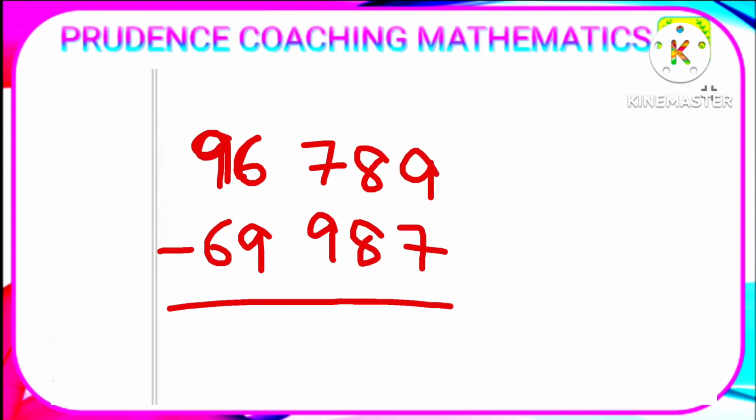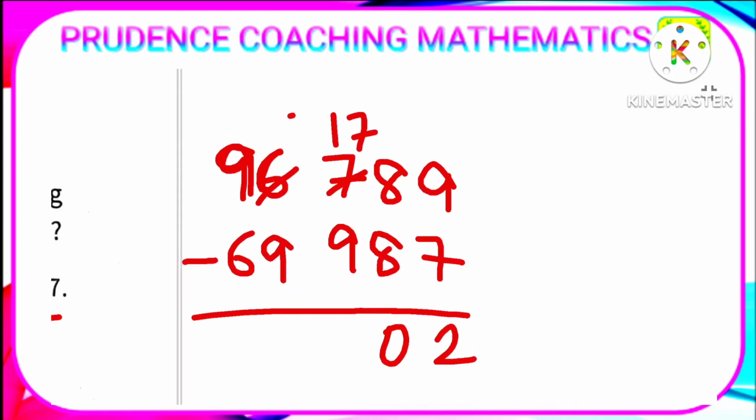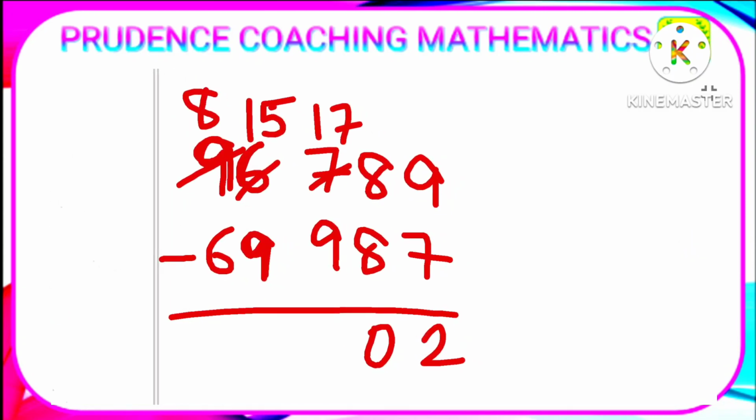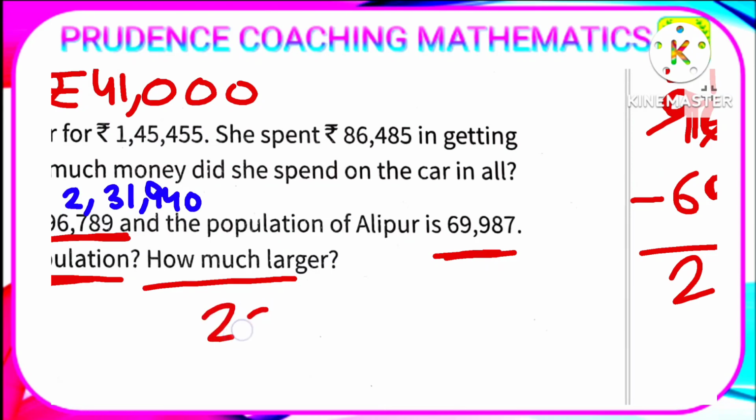So 9 minus 7 is 2, 8 minus 8 is 0. Here 7 minus 9 is not possible, so 17. We are borrowing 1 from here, so this will be 5. So 5 you are writing, means here 5 minus 9 is not possible, so here 1 you need to take from here, so this will be 8. Now 17 minus 9 you will get here 8, and here 15 minus 9 you will get here 6, and 8 minus 6 is 2, that is 26,802. So that is our final answer.